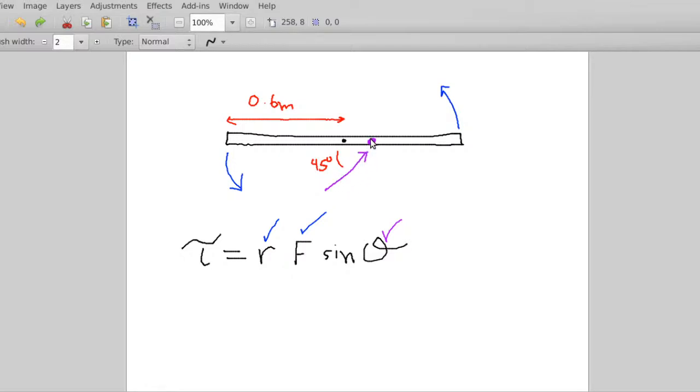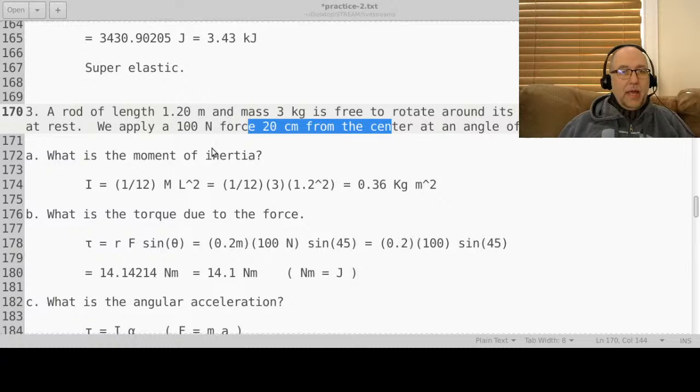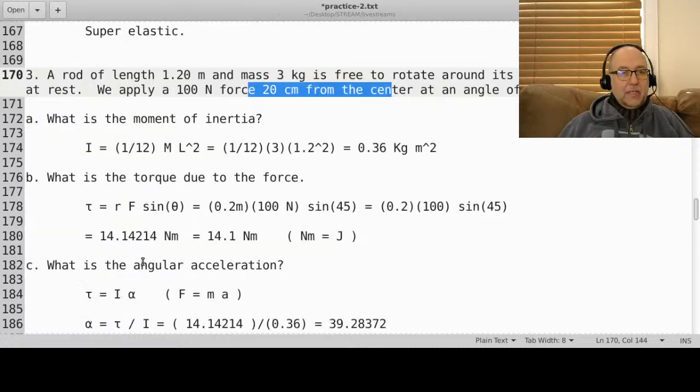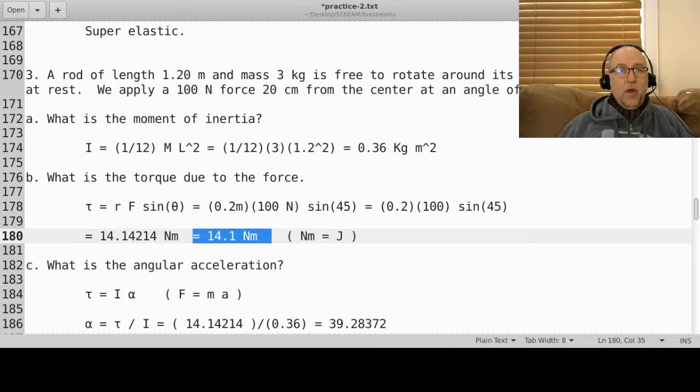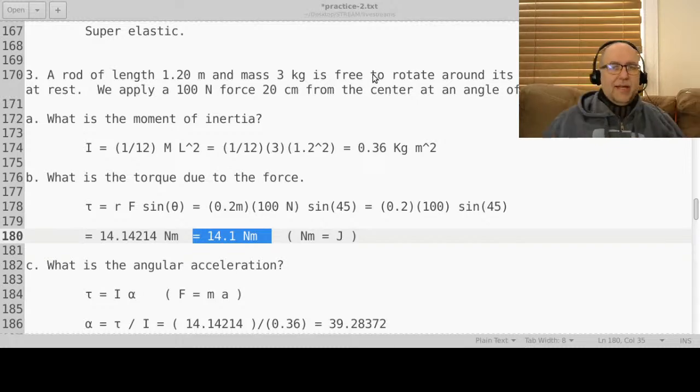It's being applied at 20 centimeters and at 45 degrees, okay? And it begins to spin about the center, but I'm not applying it at the tip here. I'm applying it 20 centimeters out. So R is 0.2 meters, F is 100 newtons, and theta is 45 degrees. And so here I get 14.1 Newton meters. A Newton meter could be written as a joule, but we never do that for torques, just because it looks funny. It's not an energy.